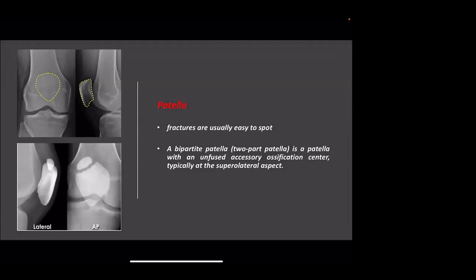Patella. This is the AP view for the patella, and this is the lateral view for the patella. Fractures are usually easy to spot, and a bipartite patella, two-part patella, is a patella with an unfused accessory ossification center, typically at the superolateral aspect, and should not be confused with patellar fractures.